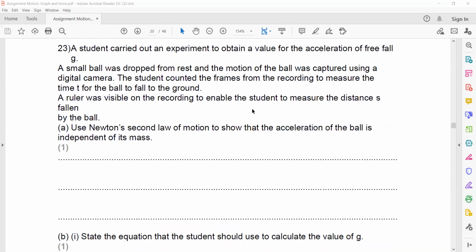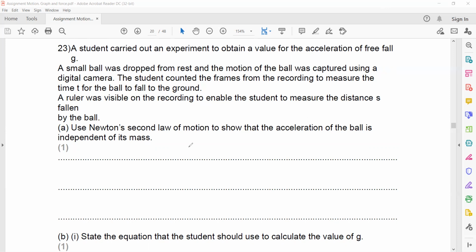In question 23, a student carried out an experiment to obtain the value of the acceleration of free fall g. A small ball was dropped from rest and the motion of the ball was captured using a digital camera. The student counted the frames from the recording to measure the time t for the ball to fall to the ground. A ruler was visible on the recording to enable the student to measure the distance fallen by the ball. Use Newton's second law of motion to show that the acceleration of a ball is independent of its mass.